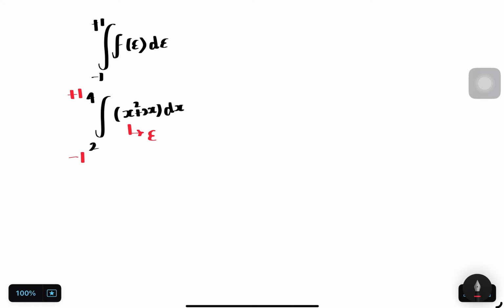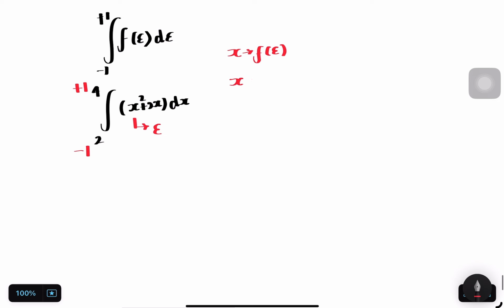So two things. First, you have to change the limit to -1 to +1. Number two, you have the obligation to write x in terms of epsilon. So how do you write x in terms of epsilon? Let us say that x is a function of epsilon. The simple function I can assume is a linear function, which means that x is going to vary in a linear fashion with respect to epsilon. If that is the case, then I can say x is equal to a0 plus a1 epsilon.